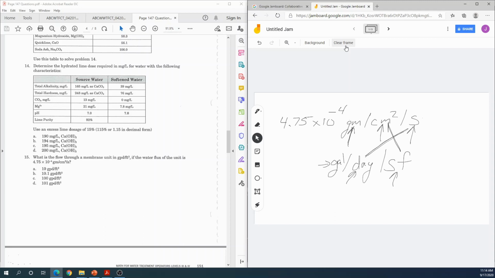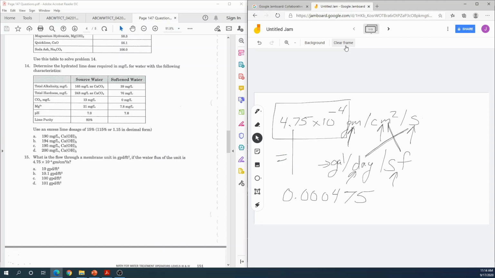Now the last thing here that's a little bit confusing is going to be how we wrote this out. 4.75 times 10 to the minus fourth. And what this is, it's considered scientific notation. So another way we can write this is 0.000475. So these two are actually equal.